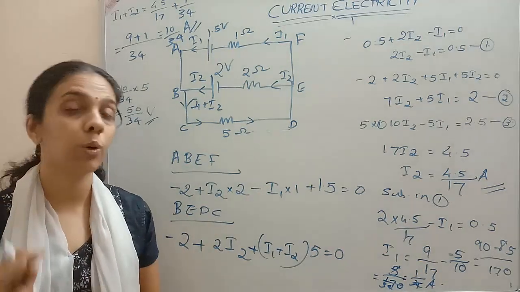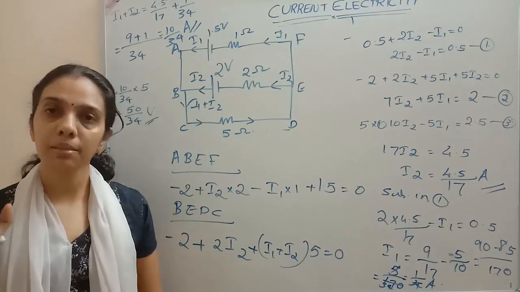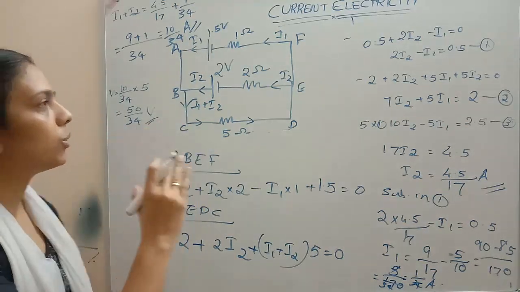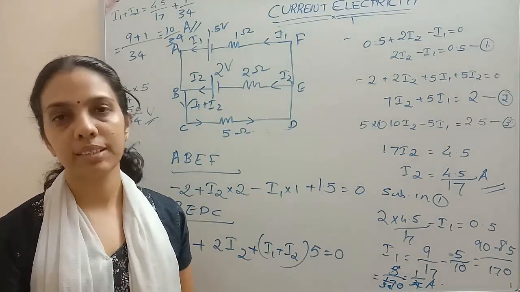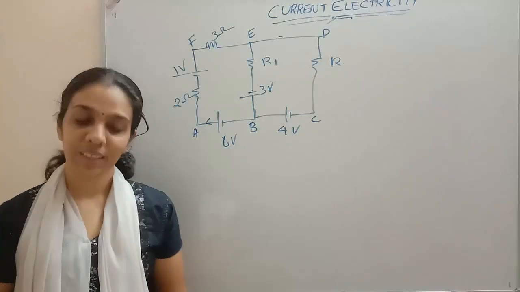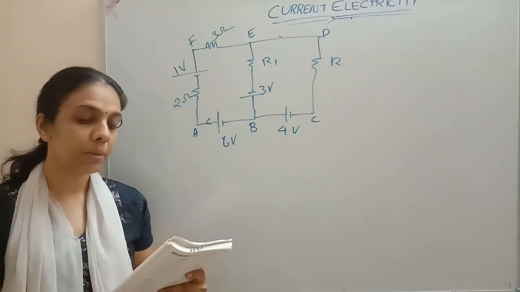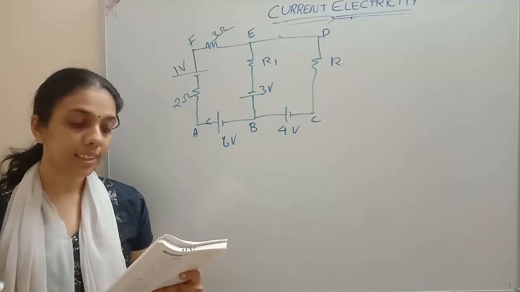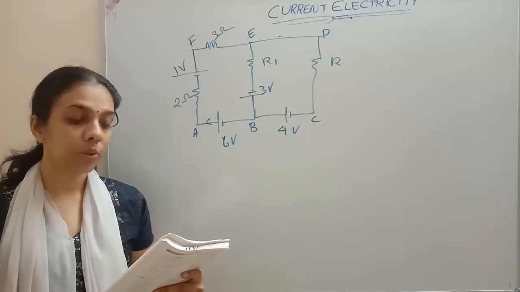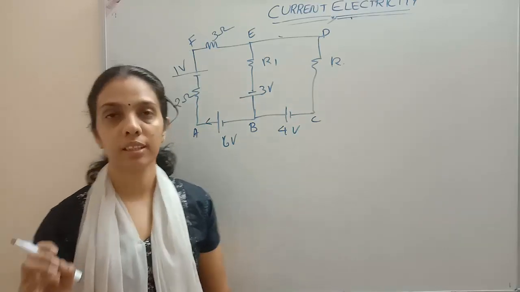So these kinds of questions are actually easy but a little bit time consuming, or say, if you know how to do the calculations faster, you can do it easily. Okay, so the next one is: use Kirchhoff's rules to determine the potential difference between the points A and D when no current flows in the arm BE of the network as shown in the figure.